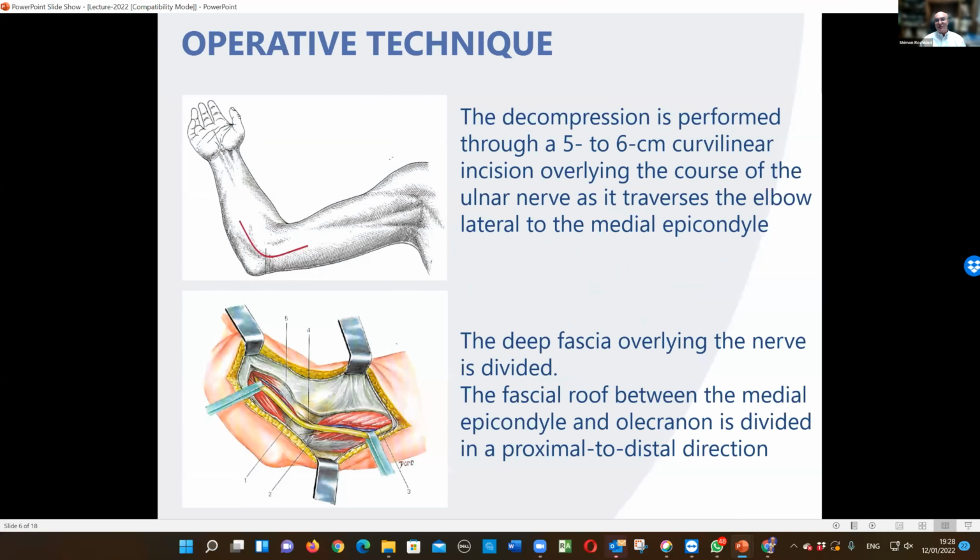The operative technique is really simple. The decompression is performed through a 5 to 6 centimeter incision in projection of the ulnar nerve. After opening the skin, the deep fascia is also divided, and the fascial roof between the medial epicondyle and olecranon is divided in a proximal to distal direction.